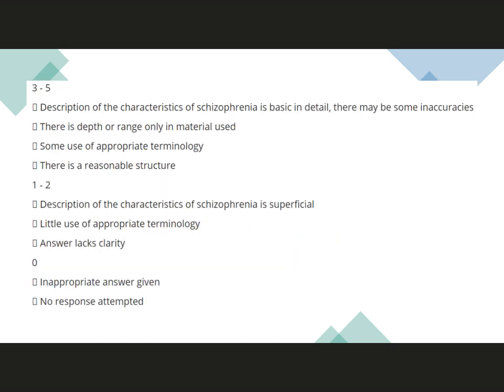So for the lowest marks for this question, you would either have to give an inappropriate answer or no response. By being aware of what the lower markings are and what the difference between the grade boundaries are, you'll be able to make sure that you are hitting the top grade boundaries. So description of schizophrenia is superficial. This would be if you've given a very basic answer. Little use of appropriate terminology. This is where you are not using the correct words. And answer lacks clarity. This would be if you were just rambling on about hallucinations in a very broad way.